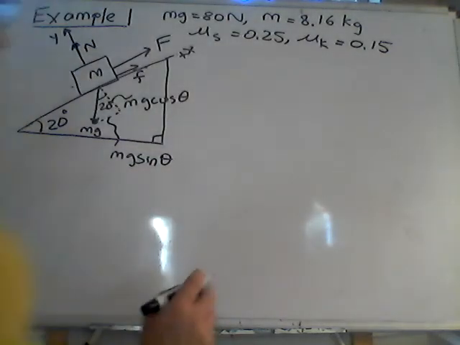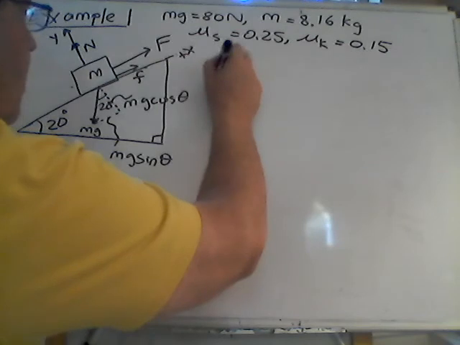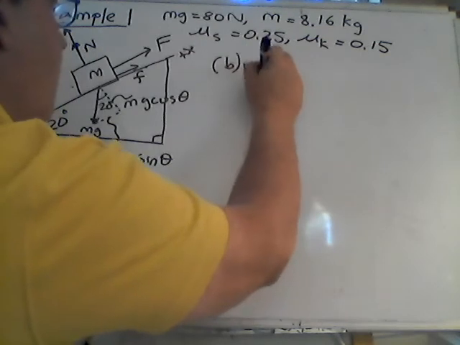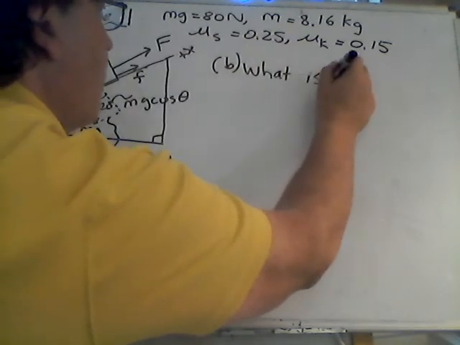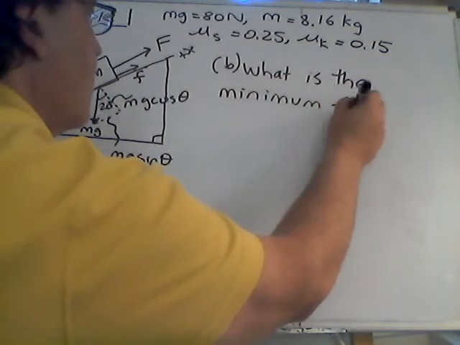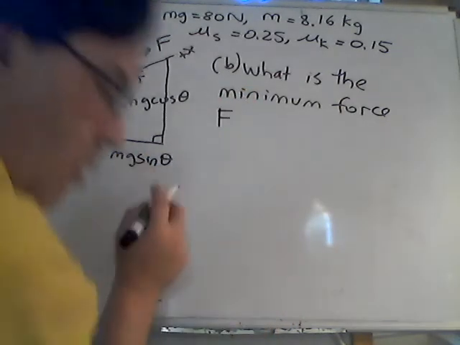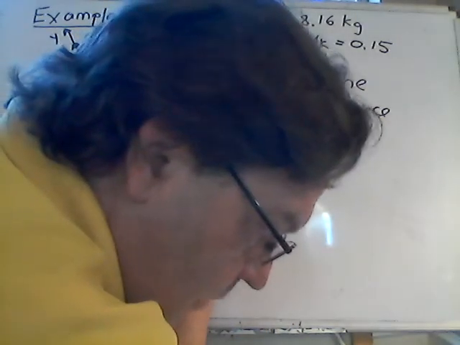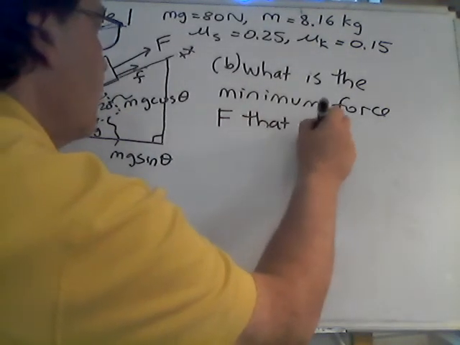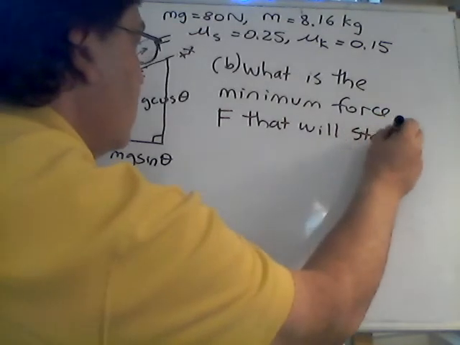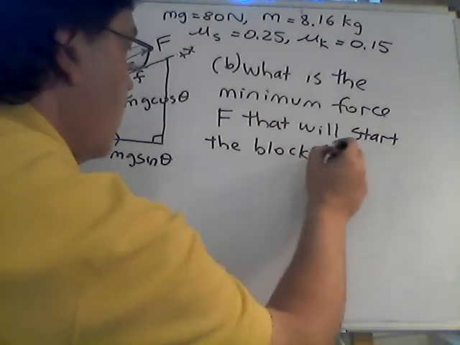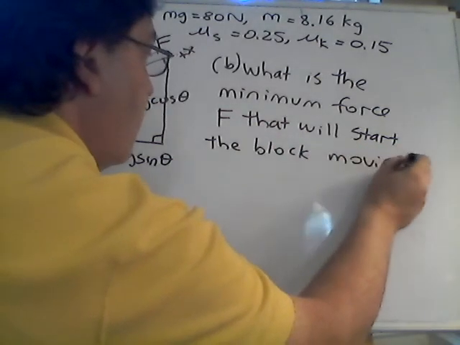Okay, I'm going to write it out because I guess this thing has a billion words to it. Part B, remember, was what is the minimum force, F, that will start the block moving up the plane.